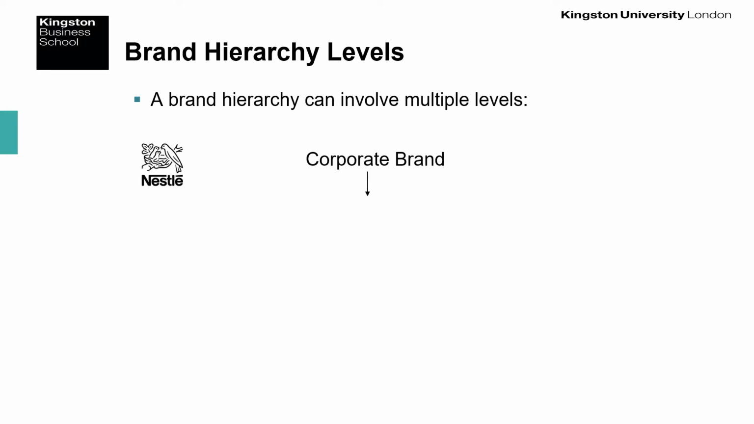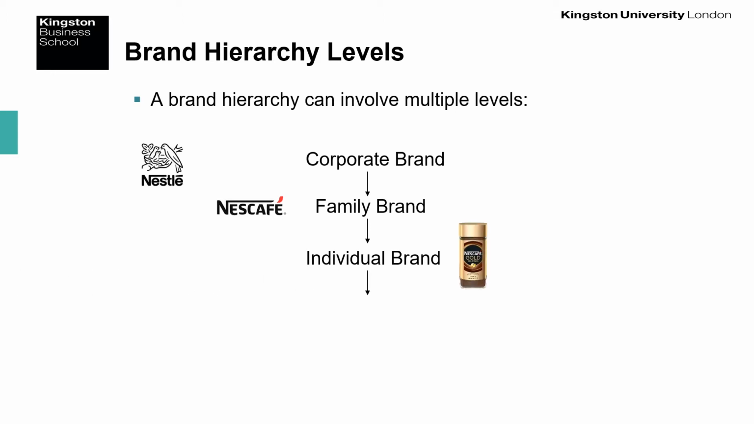What comes next? Next, we may have a family brand. So an example within the Nestlé world would be Nescafé. A family brand, as the name suggests, is a brand name that's used to group together a family of related products. Underneath a family brand, we can have an individual brand name. And an example here would be Nescafé Gold Blend. So it's from Nestlé, it's a Nescafé product, but it's a special kind of Nescafé that has its own individual name to identify it and to differentiate it from other Nescafé products.